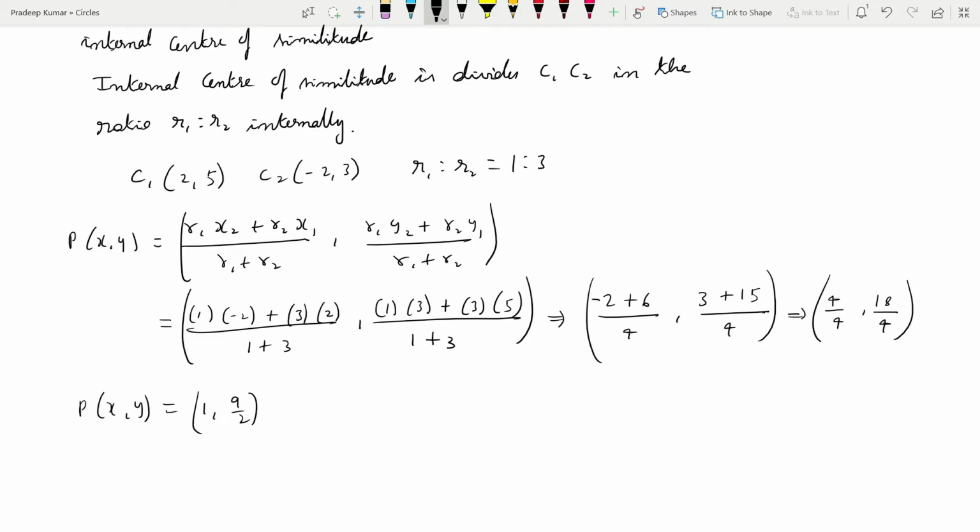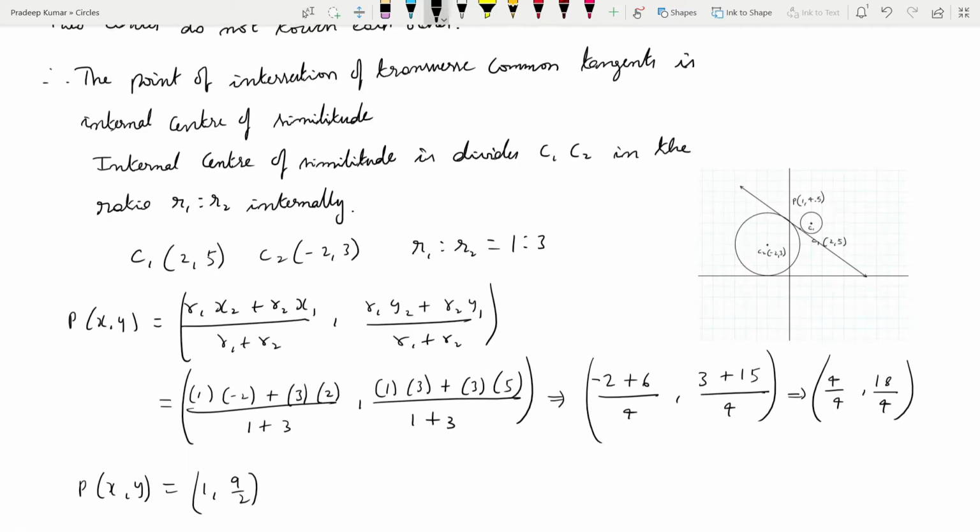Alright, so let's make a simple figure and we'll try to understand. Here we could clearly understand the figure. This is the first circle and this is the second circle, whereas here you can see the point. This point I was just writing over here as there is no place there. So that is 1 comma 4.5 is the point.